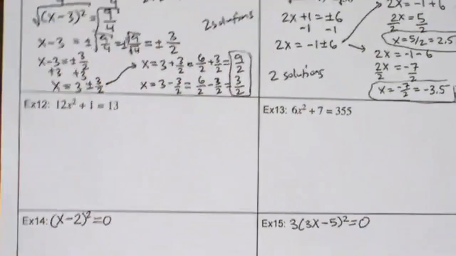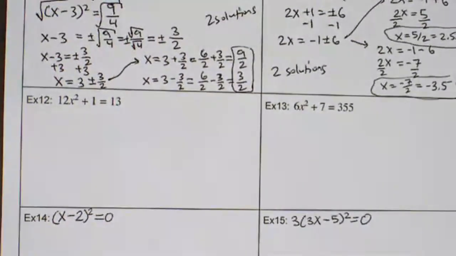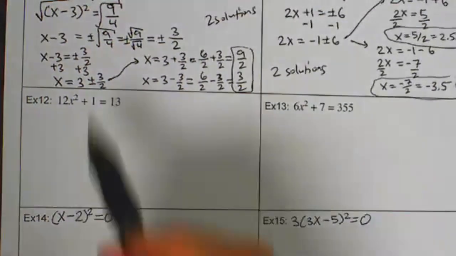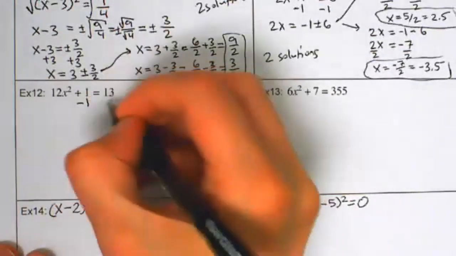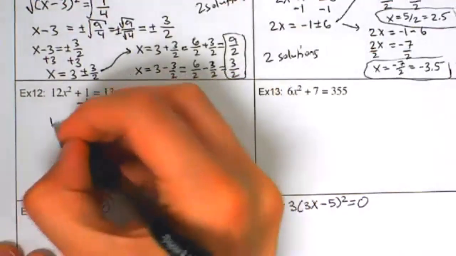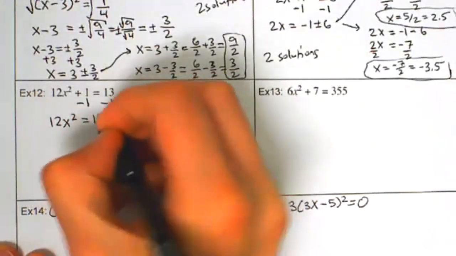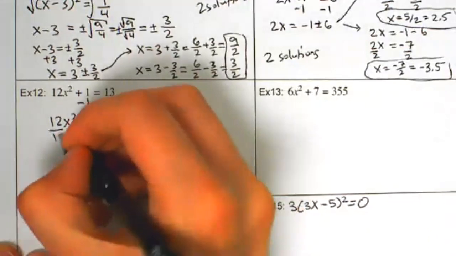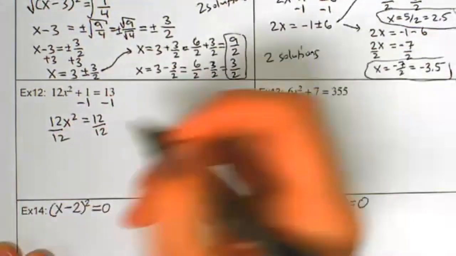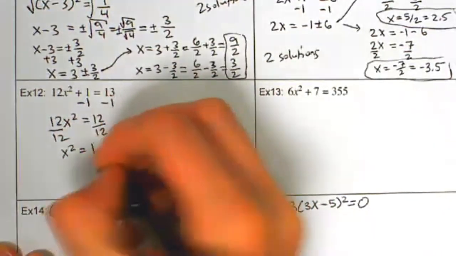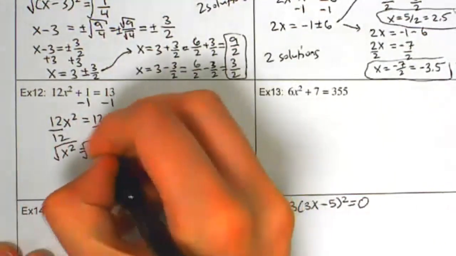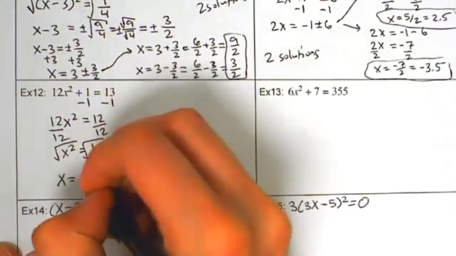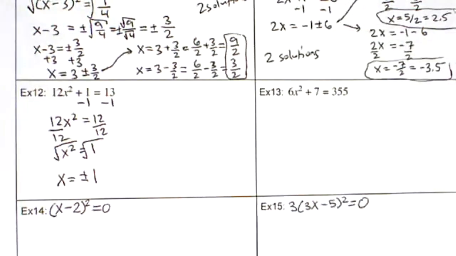So in number 12, we see we have 12x squared plus 1. And this one conveniently doesn't have any junk with the x inside the parentheses. So we're actually just able to directly solve this one pretty fast by subtracting 1 from both sides. So we have 12x squared is equal to 12. We divide both sides by 12, leaving us with x squared is equal to 1, because 12 divided by 12 is, of course, 1. We take the square root of both sides, giving us x equals plus or minus 1, because 1 is the square root of 1.